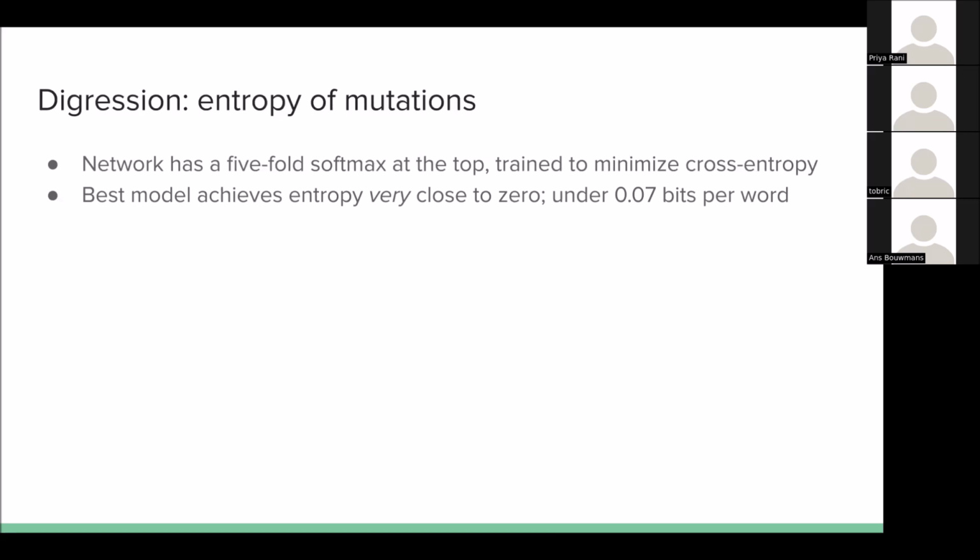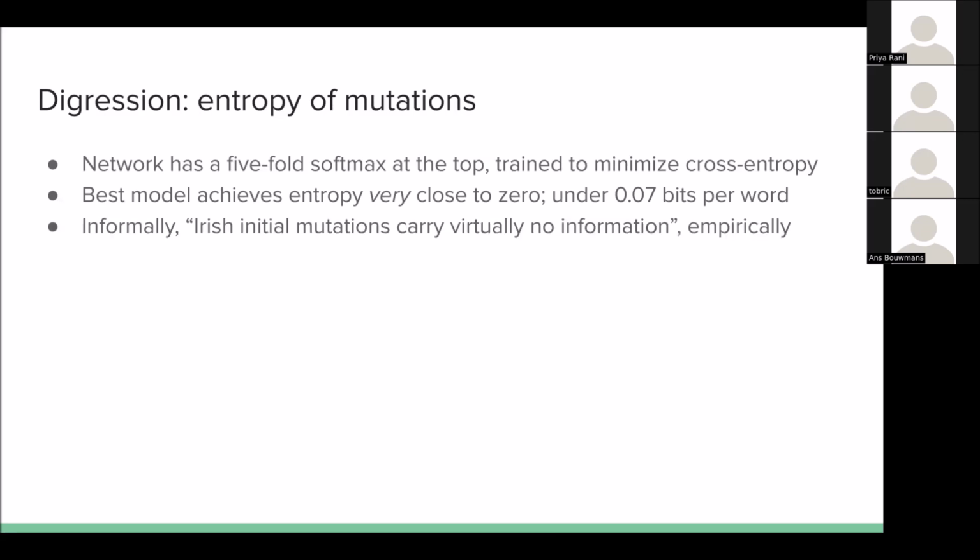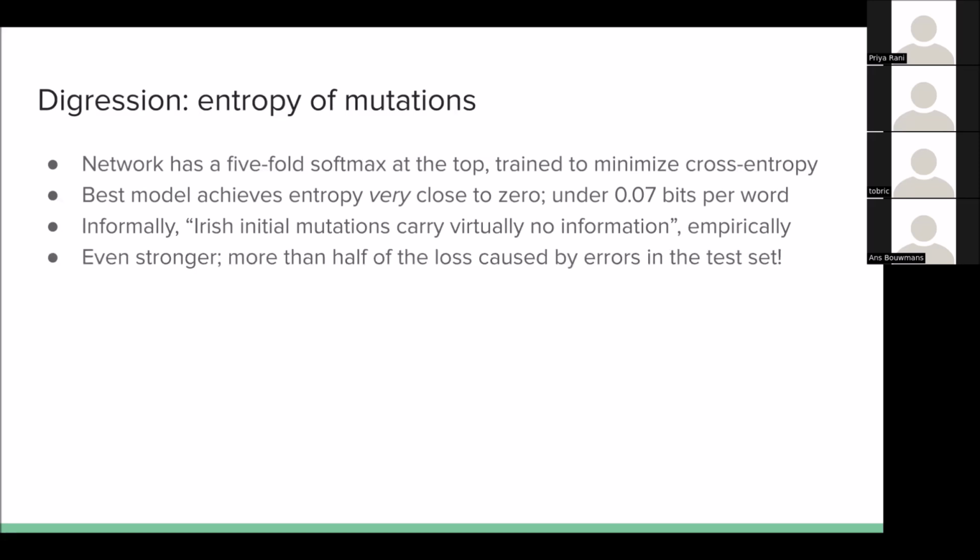So the fact that this is close to 0 informally says, quote unquote, that Irish initial mutations carry essentially no information. And this is sort of an empirical proof of that fact. The number is actually even lower than 0.07, because when I estimated this number with a test set, in the places where the model made incorrect predictions, the model was actually correct and the test set was wrong. So the mistakes were people writing the corpus texts actually made mistakes. So this is in fact even closer to 0.